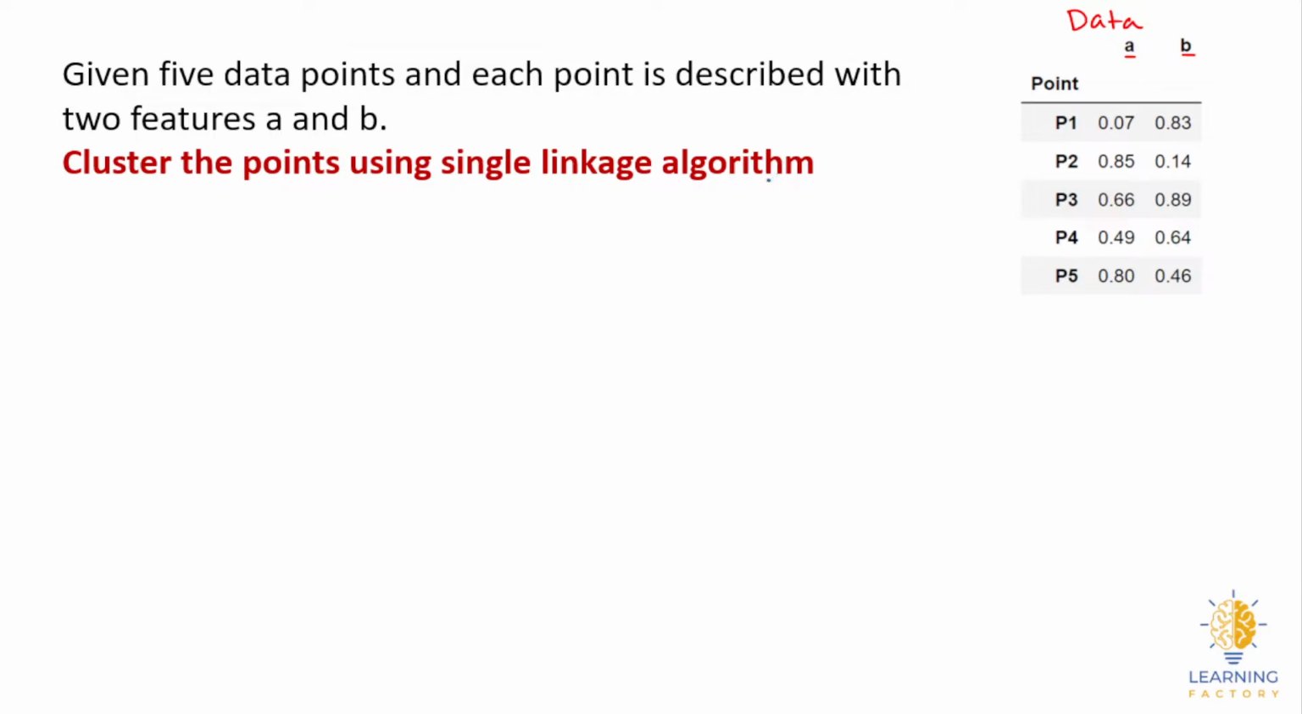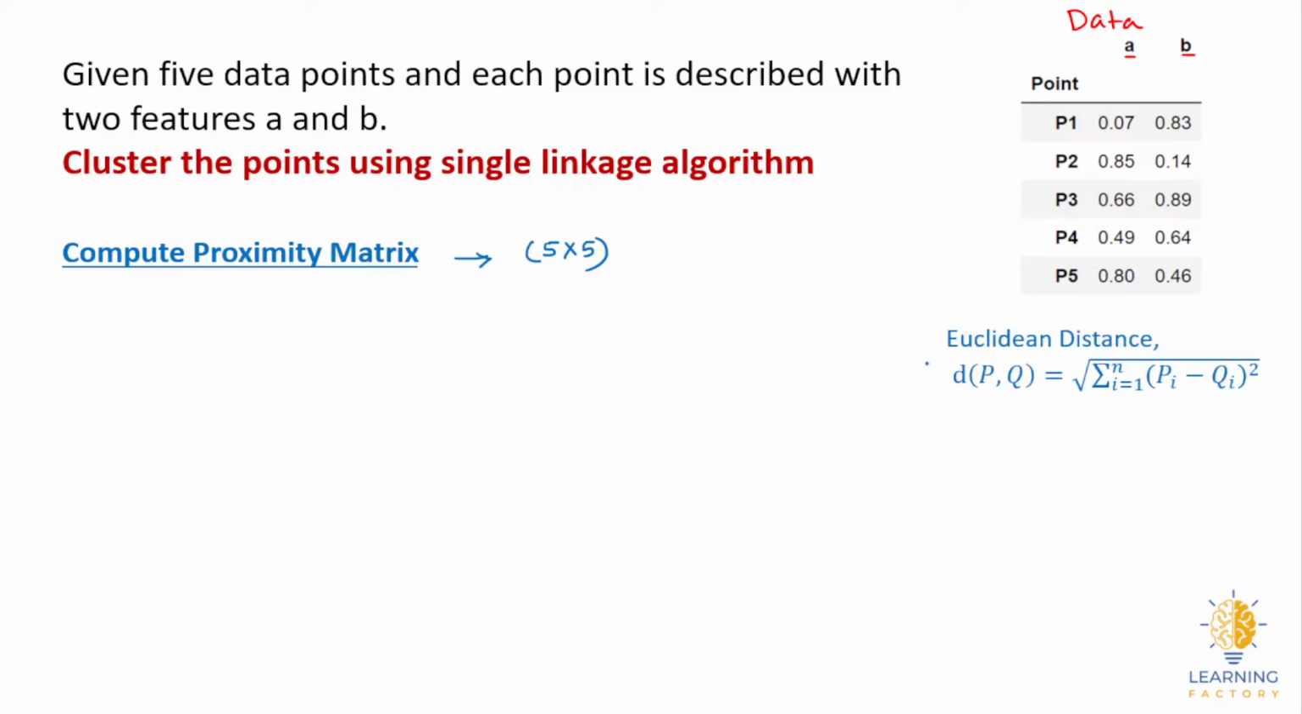The first step towards the solution is to compute the proximity matrix. So what is proximity matrix? Proximity matrix is a matrix with number of rows equal to n and number of columns also equal to n, where n is the number of points in our data set. So if we have 5 data points, then the proximity matrix for this problem would be of size 5 cross 5. In this proximity matrix, we have the distance between every pair of data points.